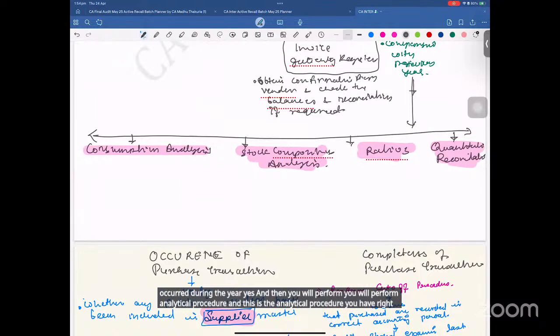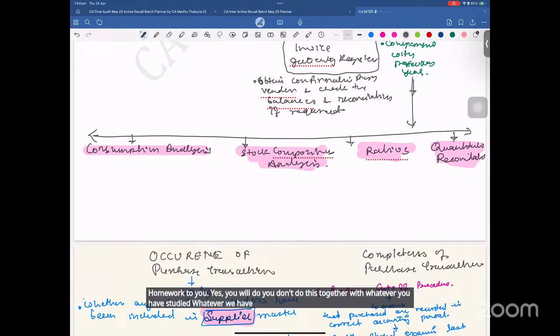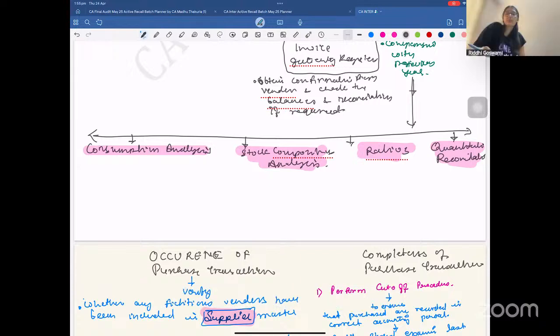Homework for you. Whatever we have studied, we will revise it once, purchases, then you will do this part, ratio analysis, because this is something you will have to learn. Consumption, stock analysis, ratio and quantitative, and then we will discuss this tomorrow. Done?